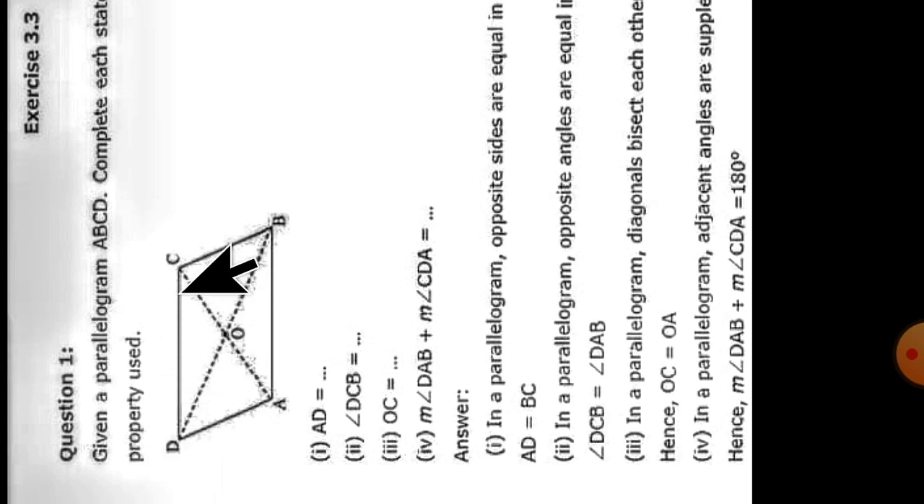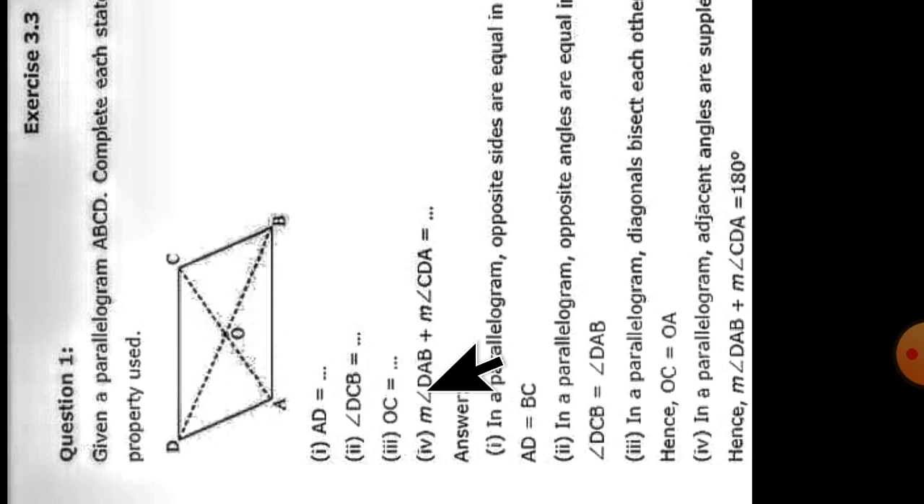Angle DCB is equal to angle DAB because opposite angles are equal in measure. Now the third one, OC is equal to OA because the diagonals bisect each other. So these two will be equal in length.